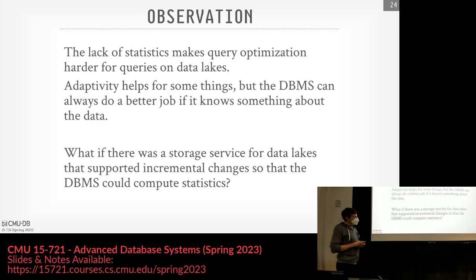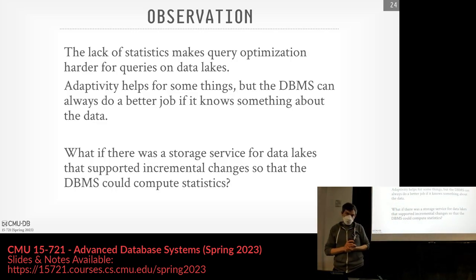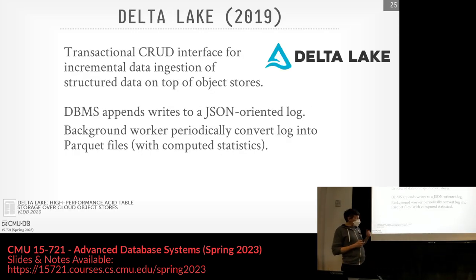So the thought then comes up, okay, what if there was something for data lakes, a storage service, that could support the kind of operations that people want to do for data lakes, like bulk loading data or incremental changes. And then as the data arrived, the system could compute statistics that it could then feed into your OLAP engine. And so they did this. This is what Delta Lake is.